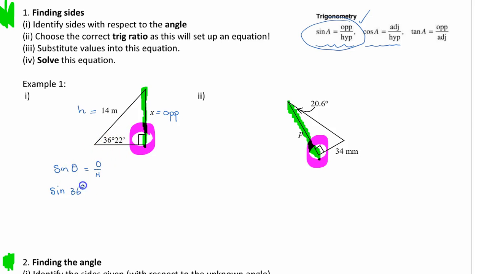Sine of 36 degrees 22 minutes is equal to our opposite side, which has an x on it, over our hypotenuse, which has 14. Now, there is an equation. We saw that sine 36°22' is a number stored on the calculator. So I've got a number sitting here, and you could go to your calculator and put the number in. I'll do one example where I do that with you.